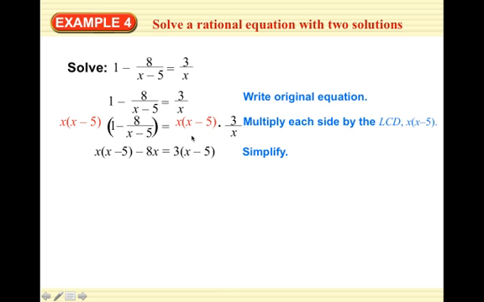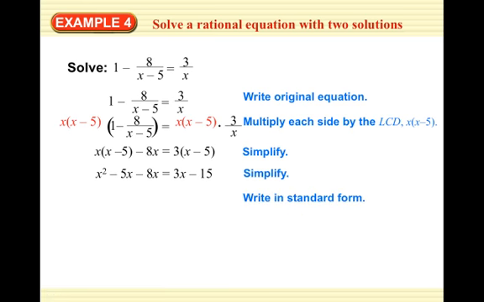Over here on the right-hand side of the equation, the x times x minus 5, the x is going to cancel with the 3 over x, so the x's cancel, and we have x minus 5 times 3, or 3 times x minus 5. So now we need to simplify a little. So x times x is x squared, minus x times 5 is 5x, minus 8x equals, I'm going to distribute the 3x minus 15, right?